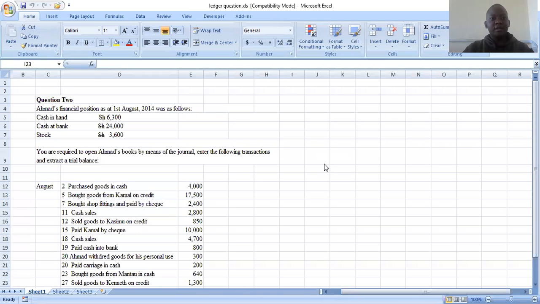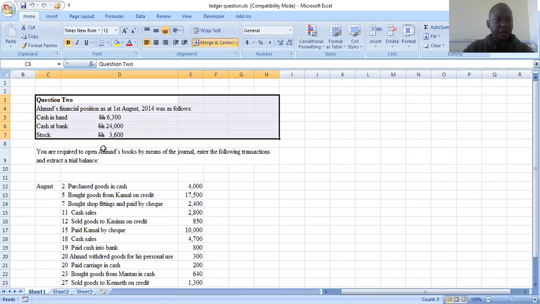Welcome to our illustration on the ledger and the concept of double entry. So you have this question that we have: Ahmad's financial position as at 1st August 2014 was as follows. He had cash in hand, that is 6,300 shillings. He had cash at bank, that is 24,000 shillings, and he had stock of 36,000 shillings.